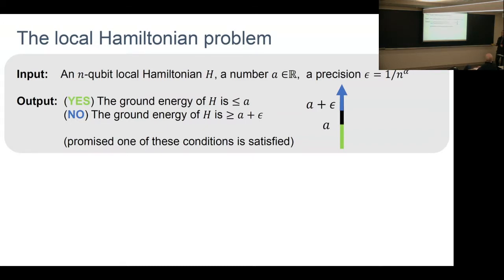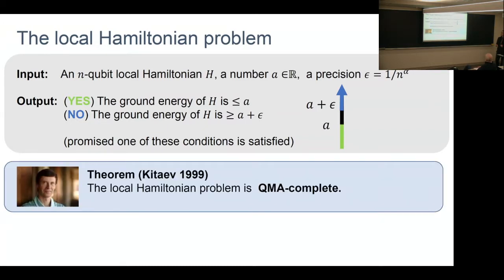Kitaev proved this is complete for a complexity class called QMA, which is the quantum analog of NP. So this is a class of decision problems that can be solved efficiently using a quantum computer, given a quantum proof from some all-powerful prover. All right. So this makes you think that we're going to have a really hard time understanding the properties of materials and molecules and things like this, or it might.